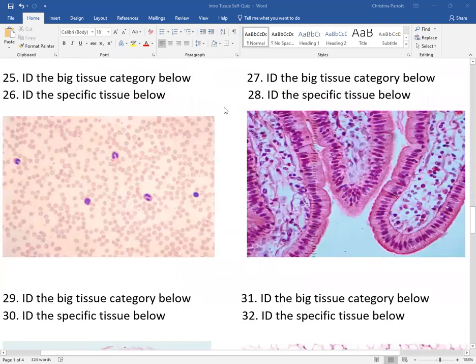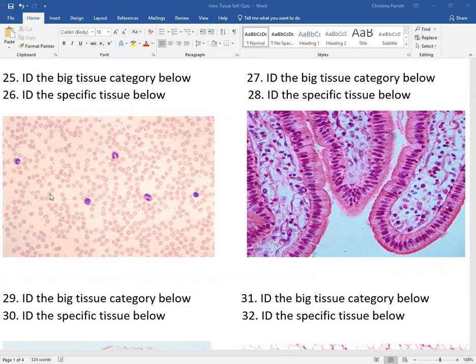Number 25 and 26 is the picture on your left. You're seeing a bunch of these little bitty reddish pink cells. Those are your red blood cells. And then you see those bigger cells with the purple nucleus in it. Some of them are lobular, meaning they have different parts, and some of them are a solid nucleus. Each one of those with the purple nucleus inside of it is a white blood cell.